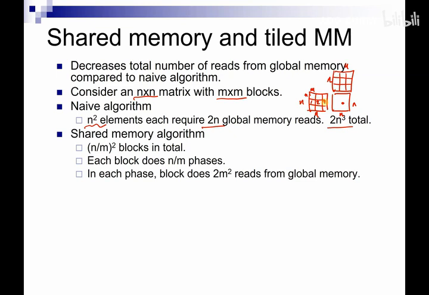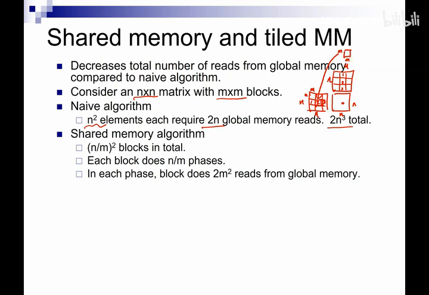For example, these are the phases for this guy: 1, 2, 3 over here. So how many phases are there? It's n divided by m. Now, in each phase, how many global memory accesses do we do? For example, in this phase, this is an m by m block.